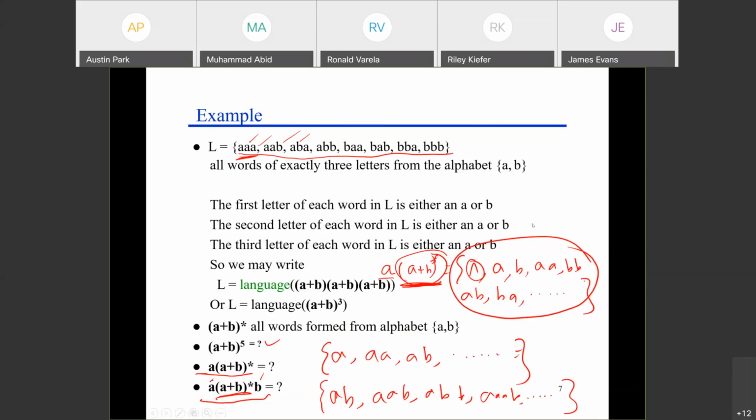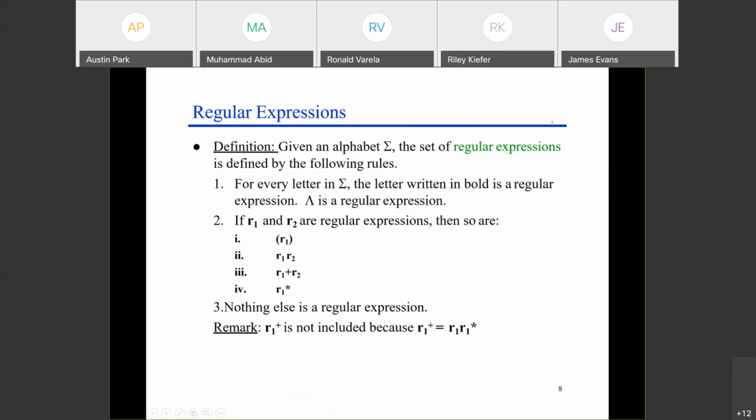Okay, this is good. So now let's go to the next slide. So we are saying regular expression. So the formal definition of regular expression: whatever we just did, how we define this in a formal language. Given an alphabet sigma, the set of regular expressions is defined by the following rules. For every letter in sigma, the letter written in bold is a regular expression. Lambda is a regular expression. If R1 and R2 are regular expressions, then so are their combinations. If you have two regular expressions, you can put parentheses around them, and it will still be a regular expression.